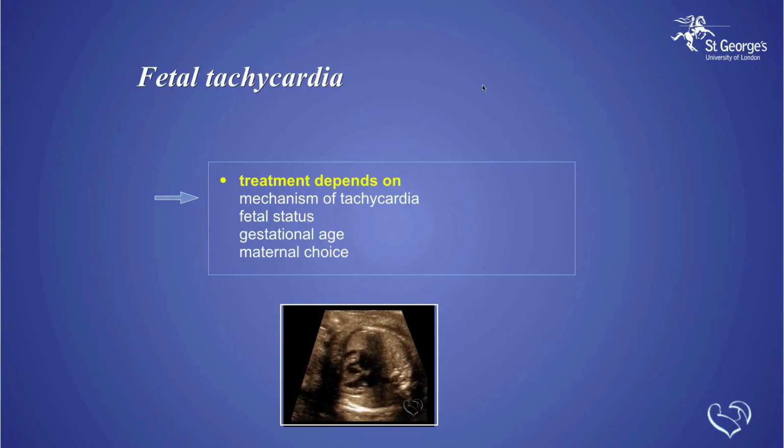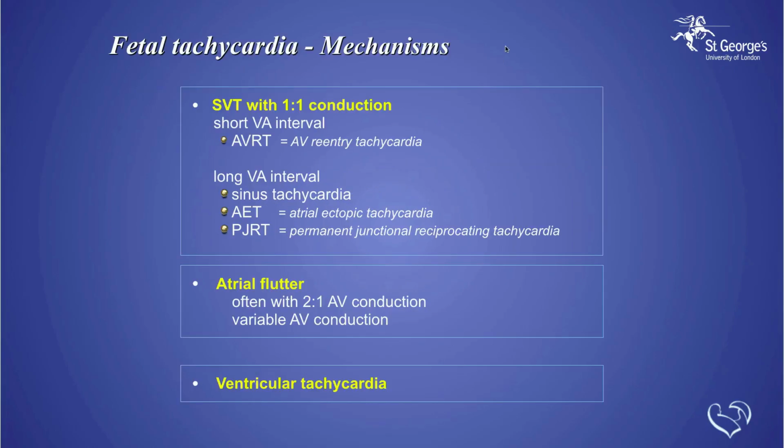On the fetal status, if they're hydropic or not hydropic, and the gestational age: if it's very early, you're going to have to treat if you need to. If it's very close to term, you can deliver the baby. And maternal choice, because she's going to have to take medication she doesn't need. Usually most women would start on medication if it needs treatment. So SVT with one-to-one conduction, atrial flutter and ventricular tachycardia are the three main groups.